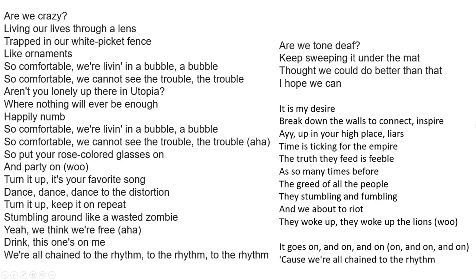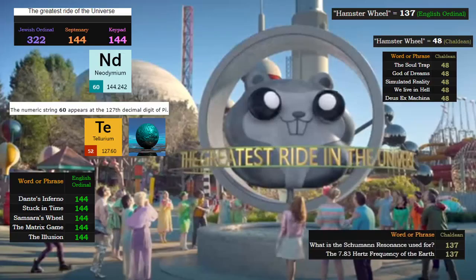So here she's saying that the rhythm is what is keeping us trapped. Here again we have this hamster wheel. And hamster wheel is 137 in English ordinal. 137 is the fine structure constant.